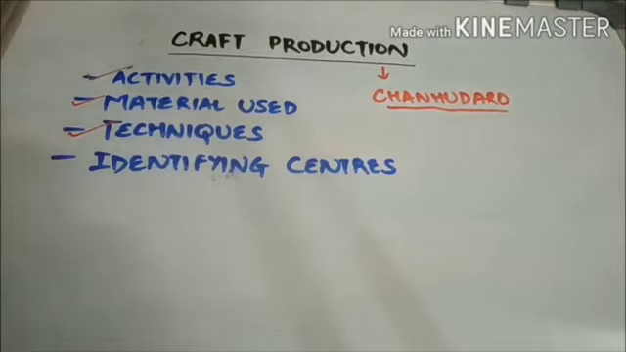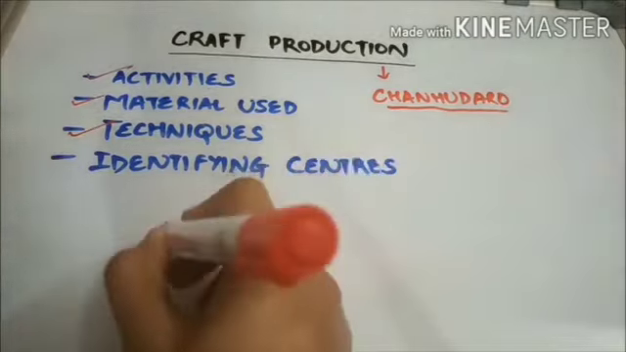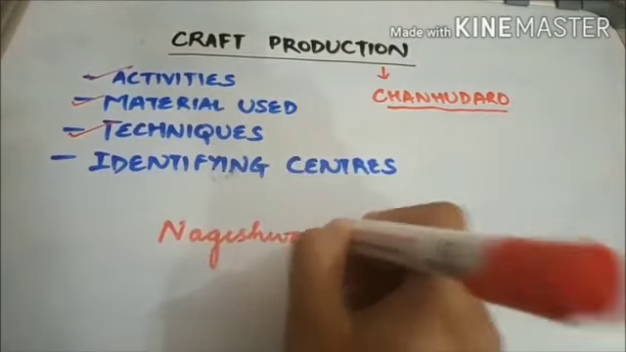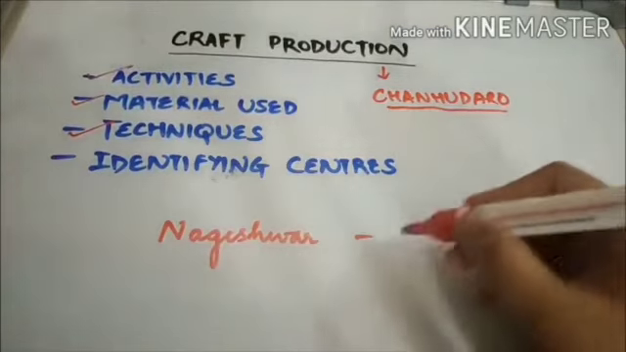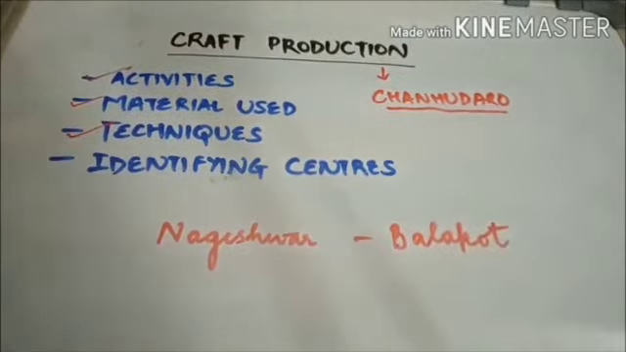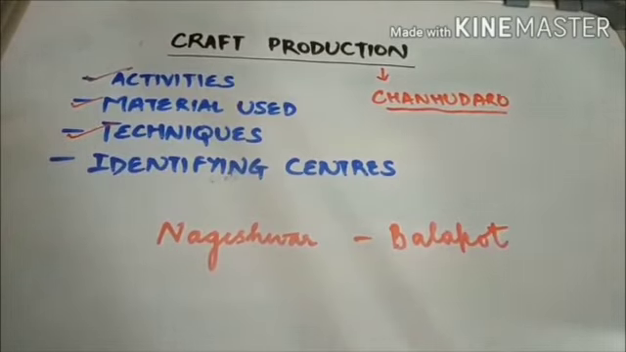Lastly, there are examples of two sites. One is Nageshwar and the other one is Balakot. These settlements were near the coast and they were specialized centers for making shell objects.